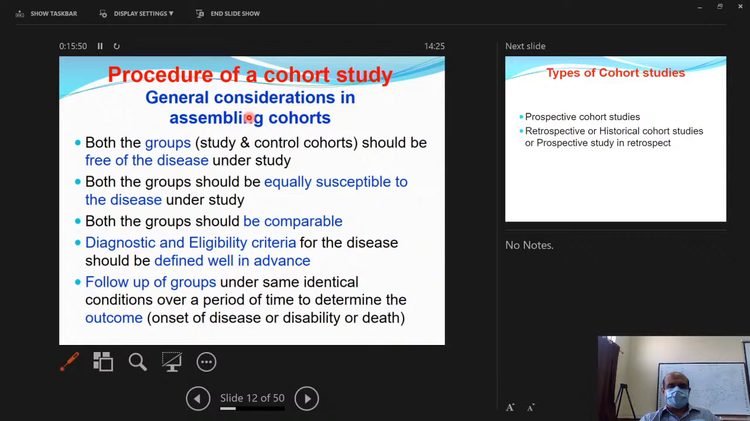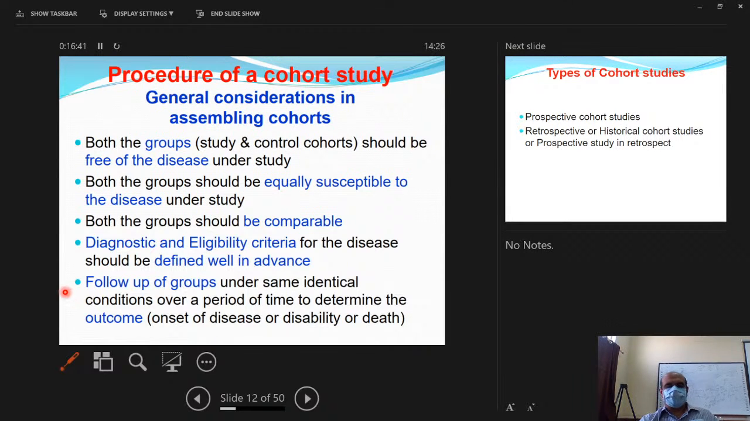Procedure of cohort study. General consideration in assembling cohorts. Both the groups should be free of the disease under the study. Now, the procedure of cohort study is, in general, in assembling cohorts, both the groups should be free of the disease under the study. Both the groups should be equally susceptible to the disease under the study. Both the groups should be comparable, and diagnostic and eligibility criteria for the study should be defined well in advance.